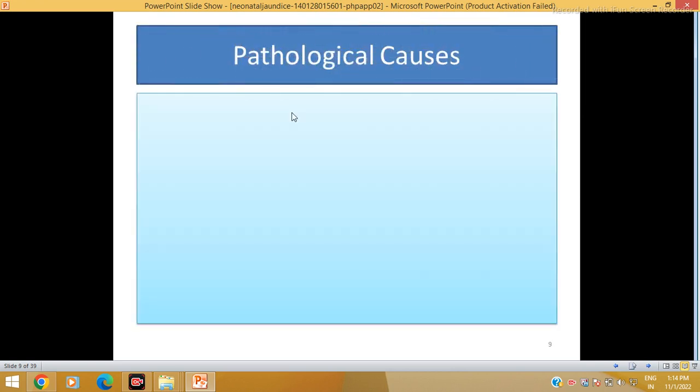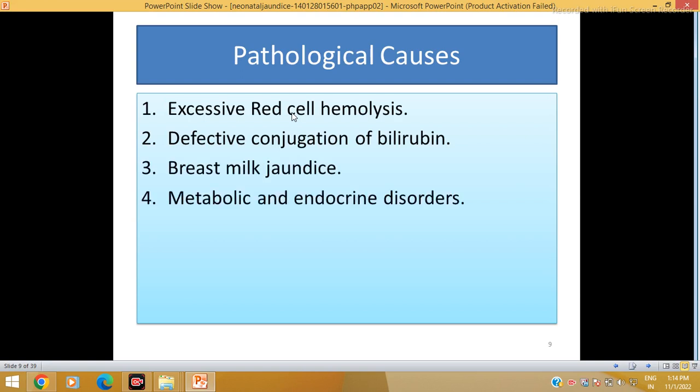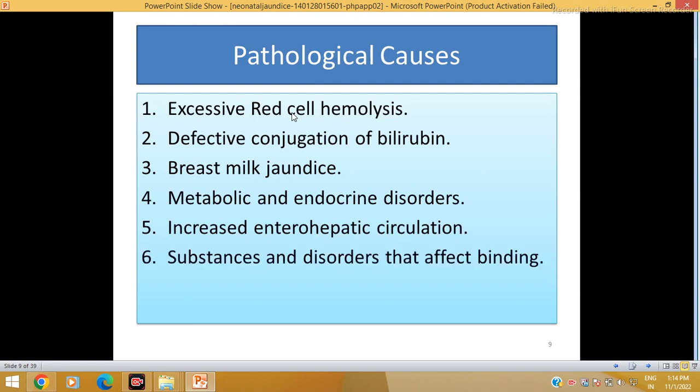The next is the pathological causes of jaundice: excess red cell hemolysis, defective conjugation of bilirubin, breast milk jaundice, metabolic and endocrine disorders, increased enterohepatic circulation, and substances and disorders that affect binding. Other than these, there are also miscellaneous causes.